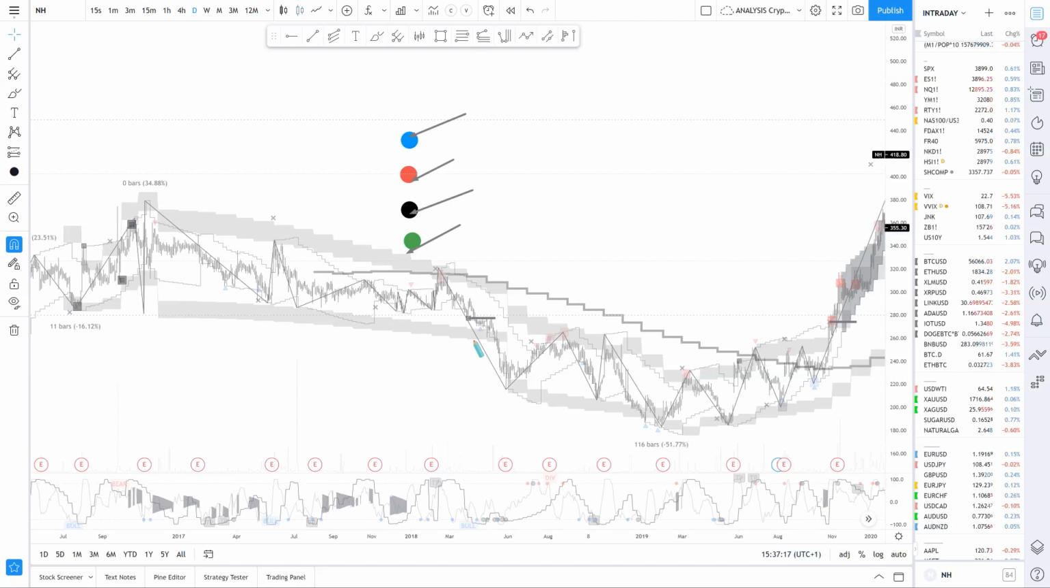Okay, anyone else? Red? No, can't be red.